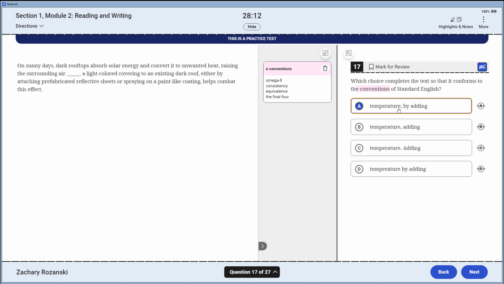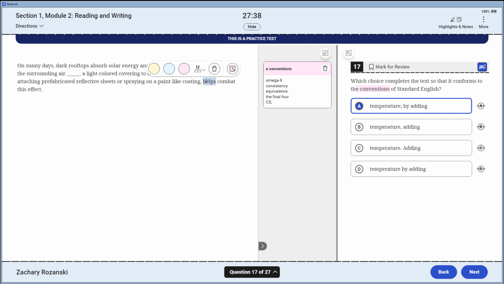Let's start considering this semicolon. Do I have a complete sentence on the left? You read it, would you put a period there? I absolutely would. As I look at the left side, I've got rooftops, absorb, and convert. I've absolutely got a complete sentence over here. So that side's chill. Let's look to the right side. By adding a light covering to an existing roof, either by attaching prefabricated reflective sheets or spraying on the paint-like coating, helps combat. I would not put a period here if I were to choose this by adding option.